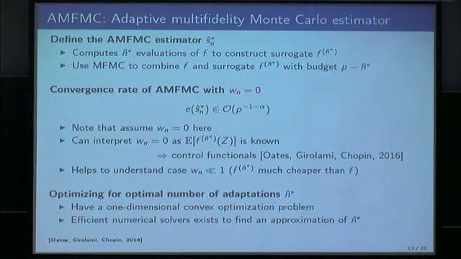Let's now define this AMFMC estimator S hat star n, which uses this n hat star, this optimal value of this upper bound, for constructing the surrogate model f n hat star, and then uses the rest of the budget for sampling in this classical control variate sense that I have shown on one of the very first slides.